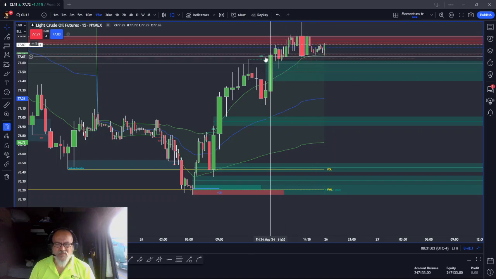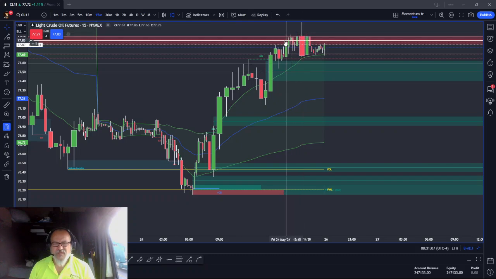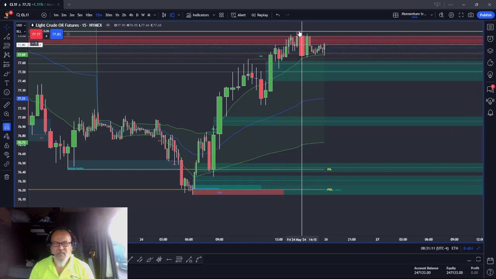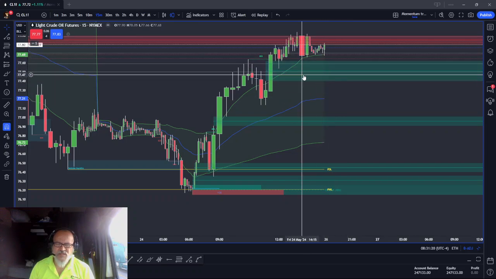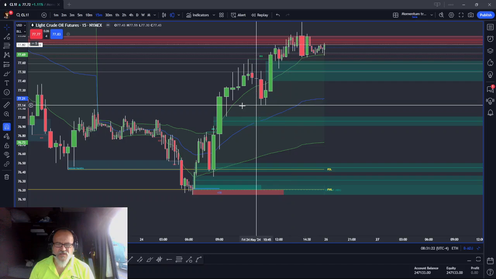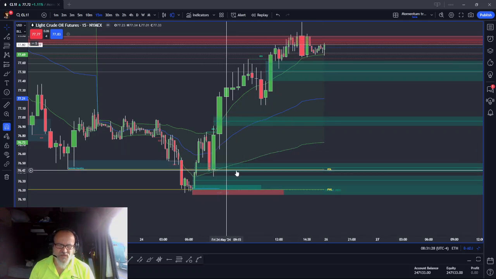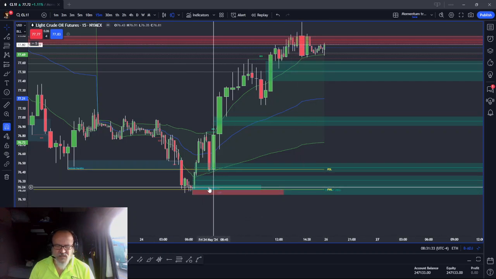But I would be definitely, since that manipulation move happened outside of this consolidation, that took out all the shorts. And now if we just continue down, we'll start taking out the longs. We have some nice liquidity built here. Nice liquidity down here at the previous daily low, and then the weekly low as well.